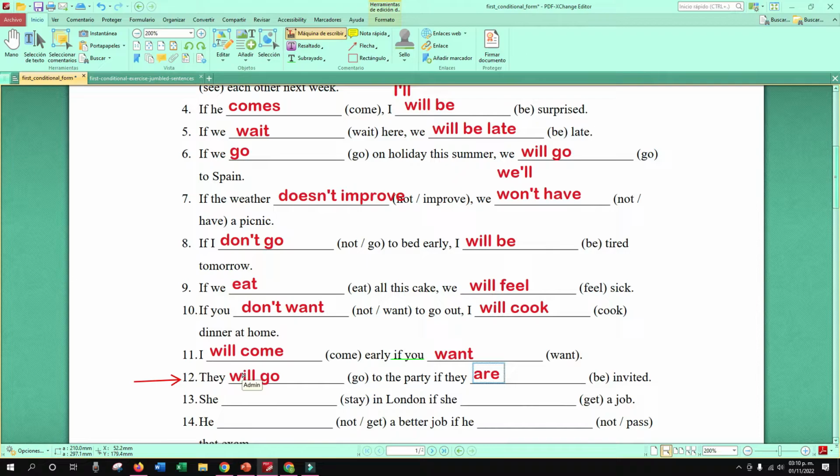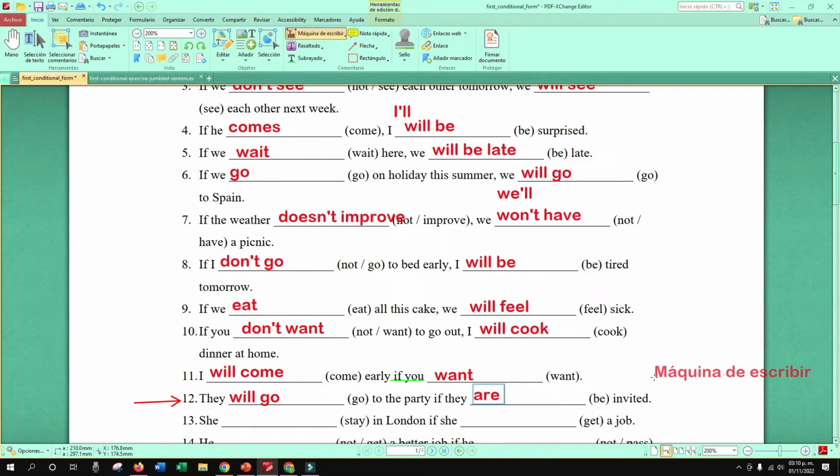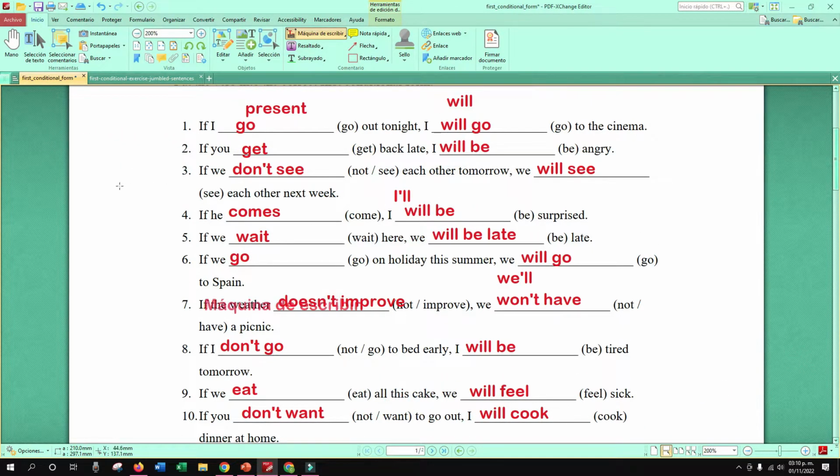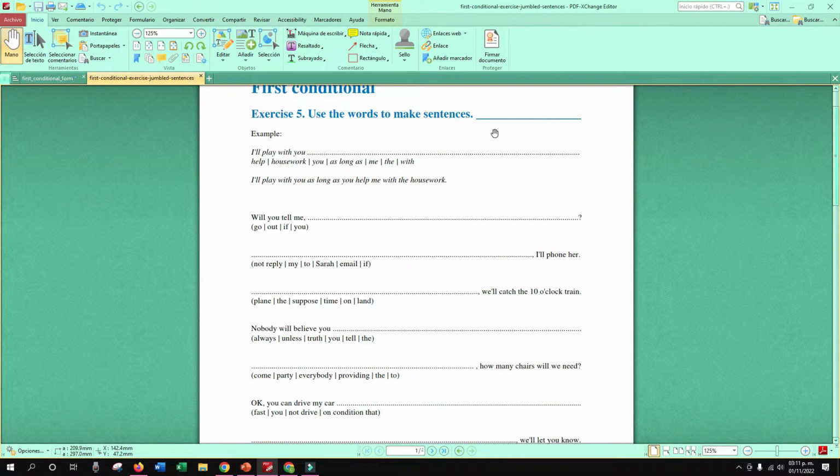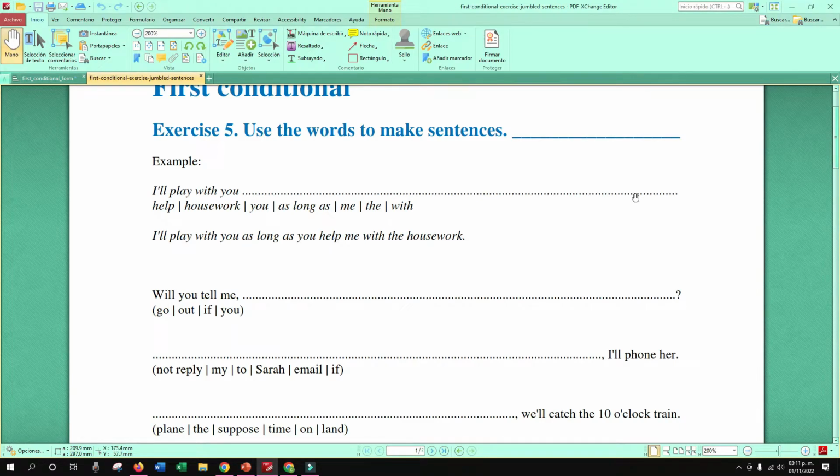Primero, tenemos la main clause o el resultado y en este caso vamos a utilizar will, el futuro. Luego tenemos la if clause, en este caso tenemos el verbo be, ¿verdad? Entonces, como estamos utilizando they, cambiamos a are. If they are invited. Ellos podrían ir a la fiesta si ellos están invitados. Okay, so you can switch, right? The main clause with the if clause if you want, okay? So, perfect, guys. I don't know if you have questions. If you don't have questions at all, let's do the other exercise.